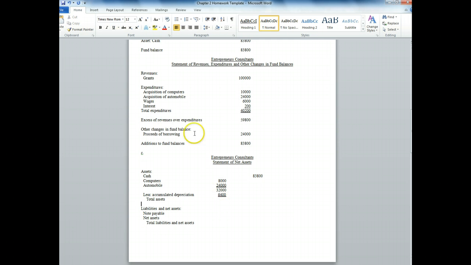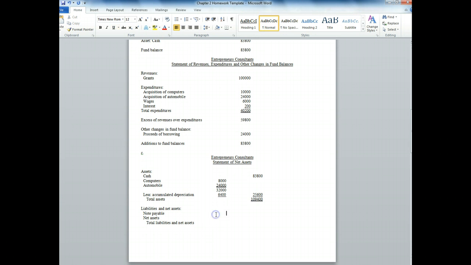So if we subtract that, what are our total assets here? $32,000 minus $6,400 is $25,600. Which means our total assets are $83,800 plus $25,600. $83,800 plus our other assets of $25,600 give us how much, guys? $109,400. You guys have to help me.